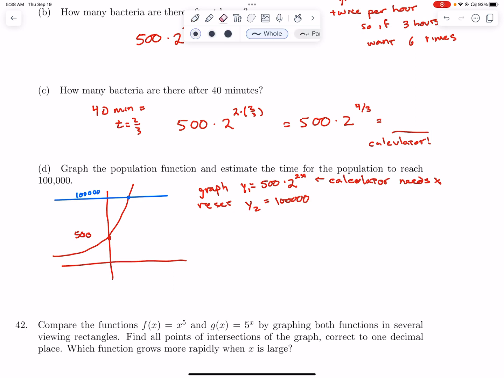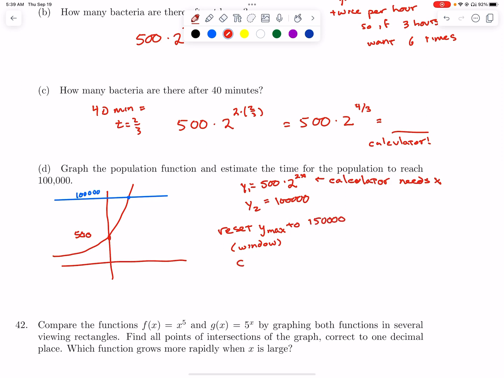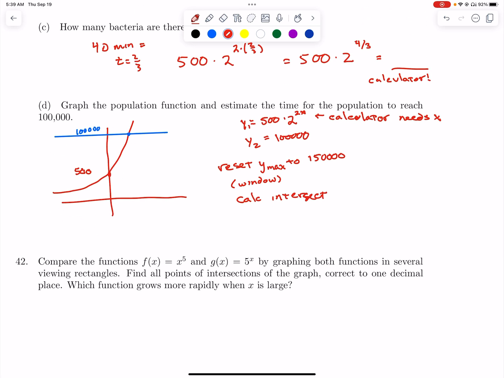I need to be able to see 100,000. So let's make y max in the window maybe 150,000, and then do calc intersect. If you don't know how to do that, ask me during class. Another way, we can do it by hand.